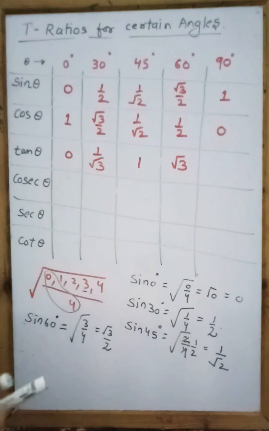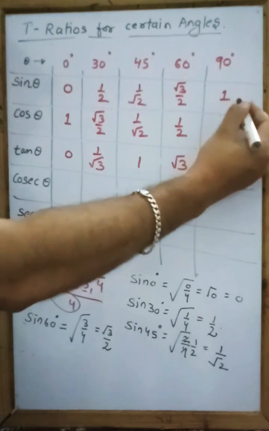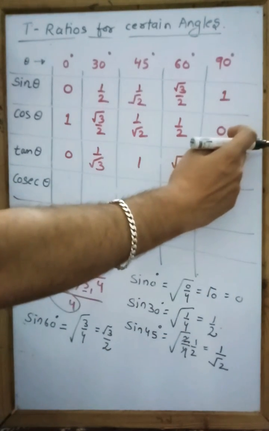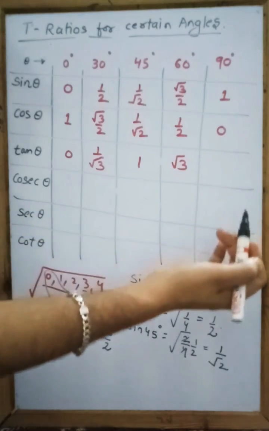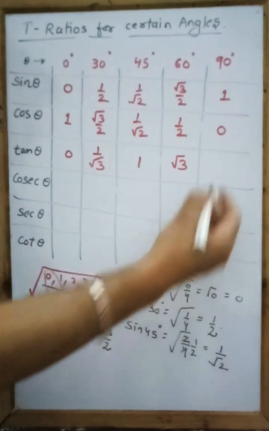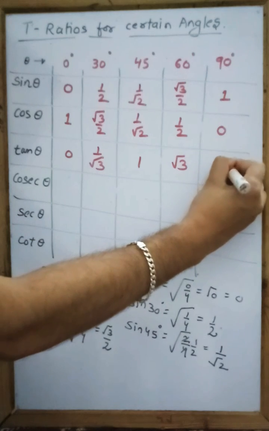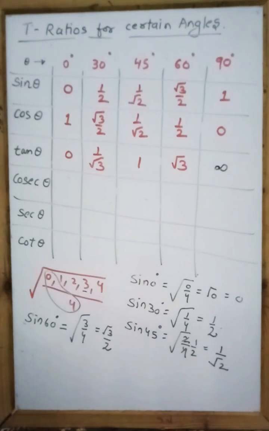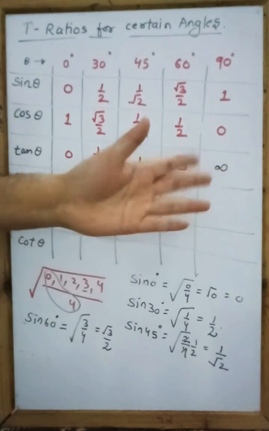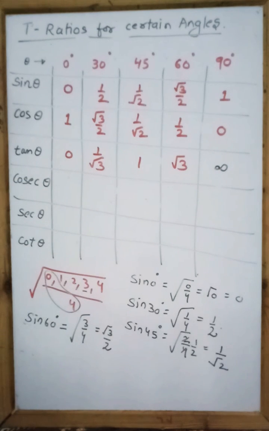If I ask you tan 90, then it is something which is 1 by 0. It is sine by cos. And can you divide by 0? In the denominator, it cannot be 0. So this is something which is not defined. It is written like this. It is infinity. So reciprocal of 0 is infinity, or we call it as not defined. You cannot divide by infinity.